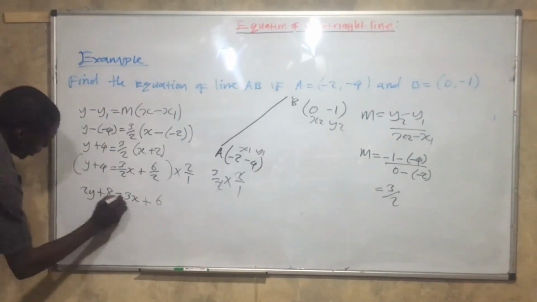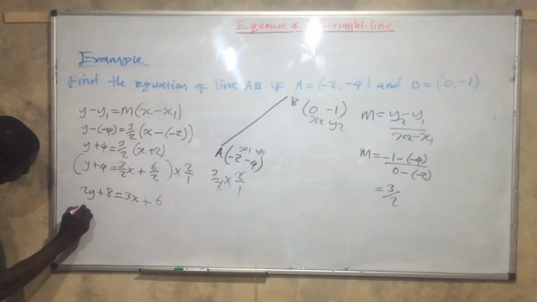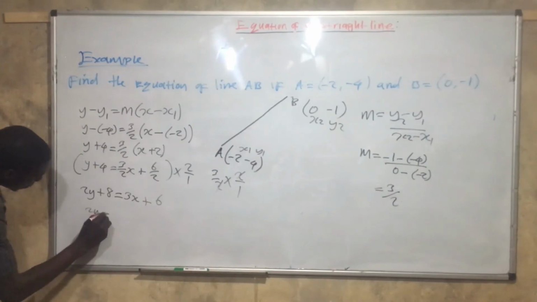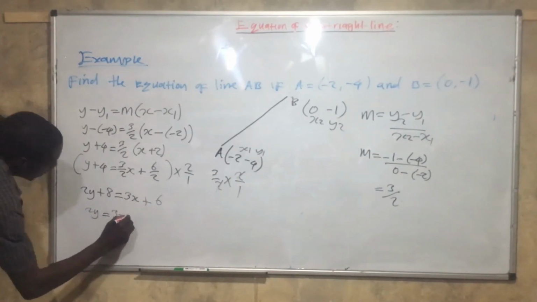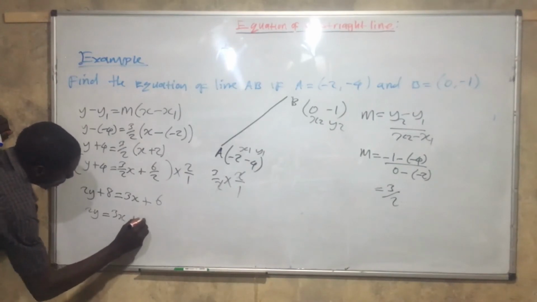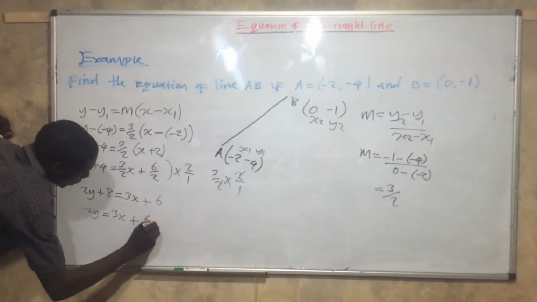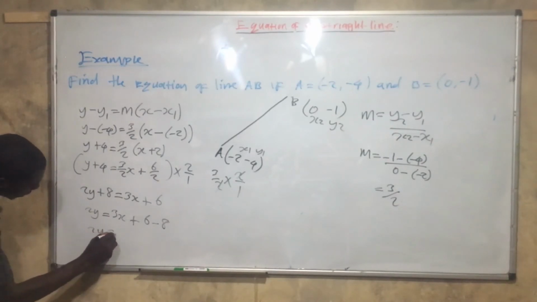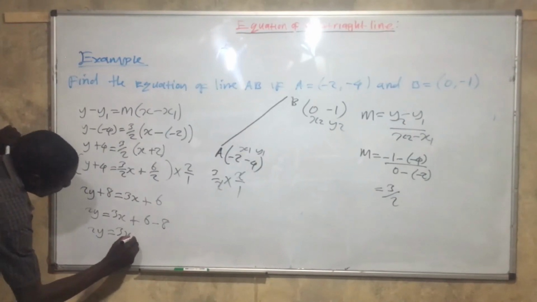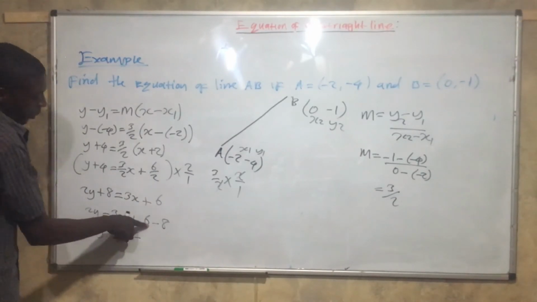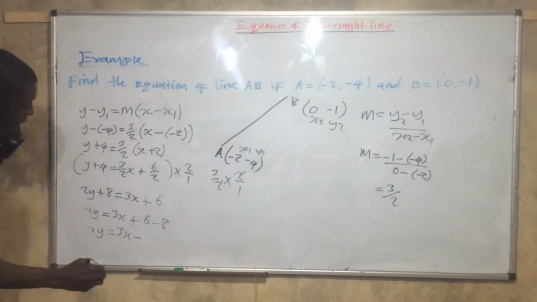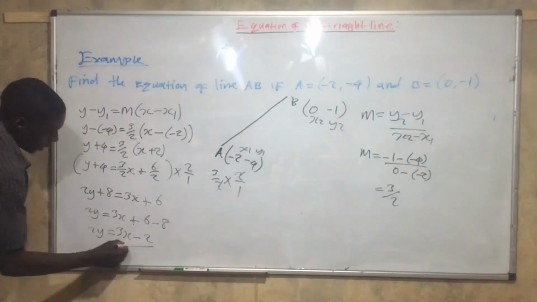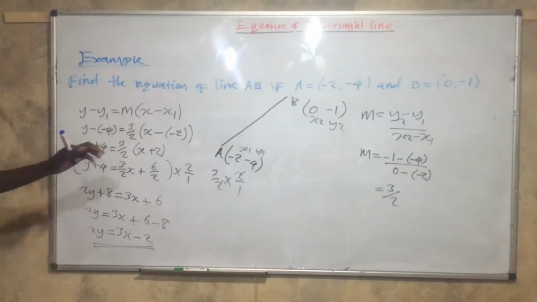We can just solve for the equation which will start with y. This will be 2y is equal to 3x plus 6, minus 8, which will be 2y is equal to 3x minus 2. So this is an equation of line AB.